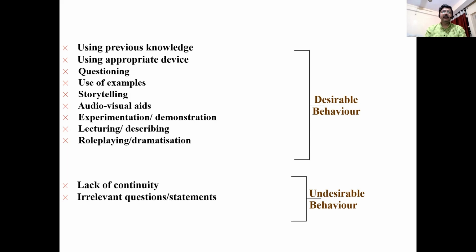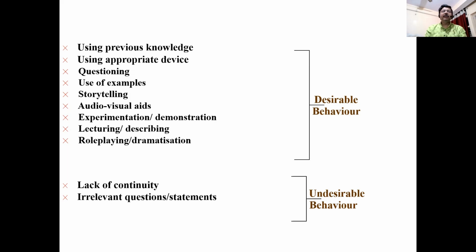Whatever things you write in your student's previous knowledge section should reflect in the activity or questions that you ask during the introduction. And it should clarify that the students are aware of certain things related to the topic and the teacher is asking questions related to their previous experience. That is what we mean by using previous knowledge. So the second behavior, or second thing, is using appropriate device.